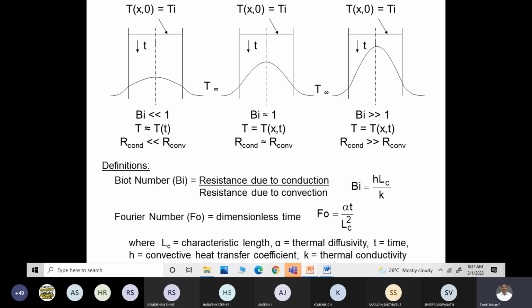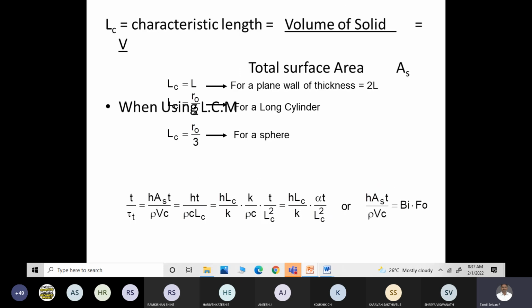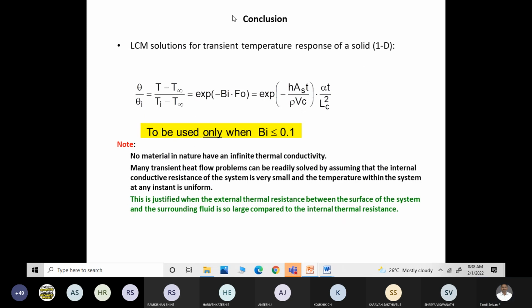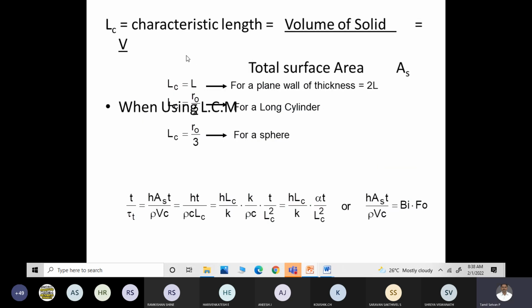Okay, we will be using the Heisler charts. First we will be having the lumped parameter system, and we will be solving some problems in the lumped parameter system. As I mentioned earlier, Lc is nothing but the characteristic length. It is nothing but the volume of the solid divided by the surface area of the solid.